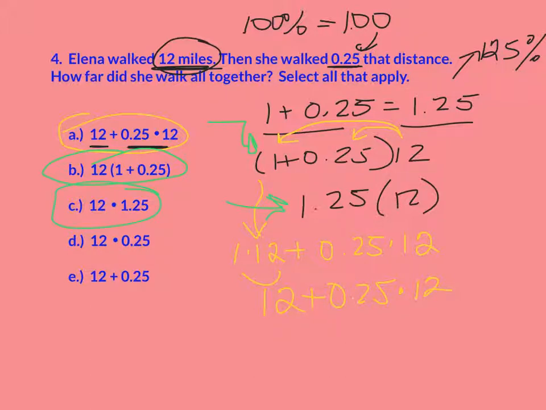D. Well, 12 plus 25 hundredths. That doesn't even make sense. It doesn't say that she's walking that in miles. It's saying 25 hundredths of the distance, referring to the 12. So therefore, that doesn't work. And 12 plus, well, if I were to do this, I'm ignoring my distributive property like I did here. So that's also not correct. So my correct answers are A, B, and C.